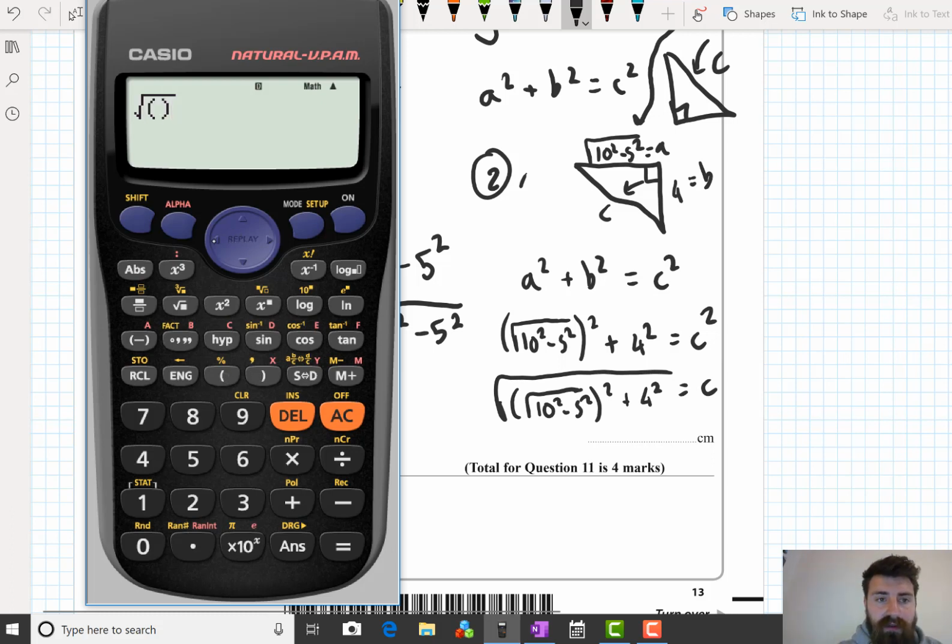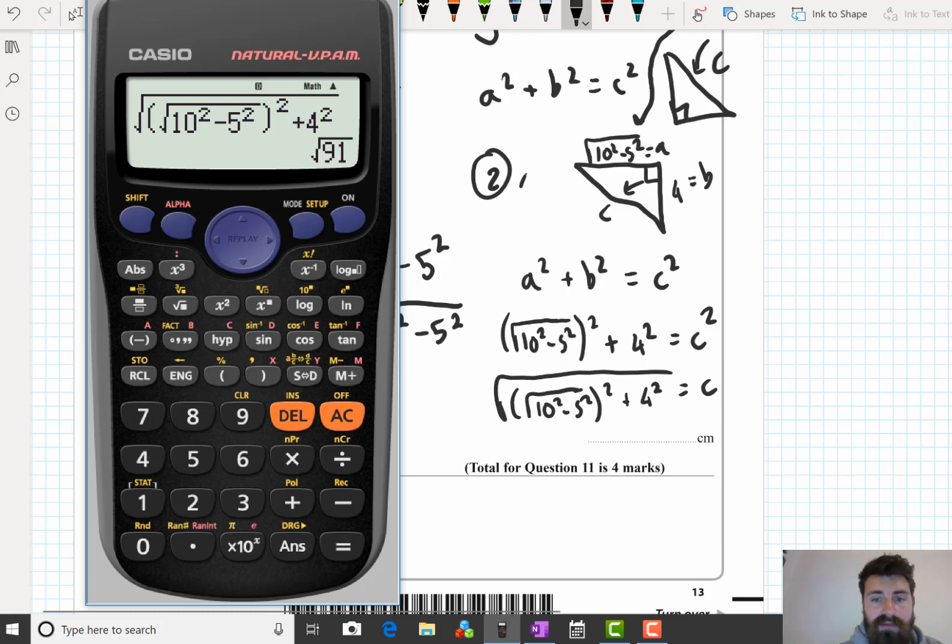Now I need a square root in there, so this is 10 squared, so that was the small side, minus 5 squared, be careful there. Now I'm going to square this as it says here. I'm going to add 4 squared to it. My answer, square root of 91.